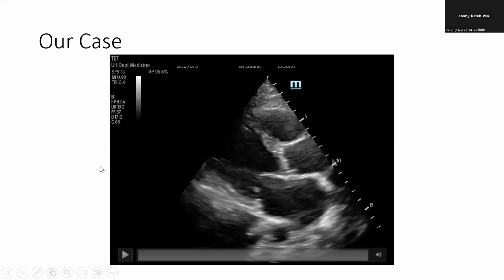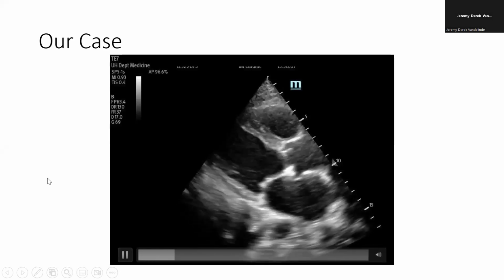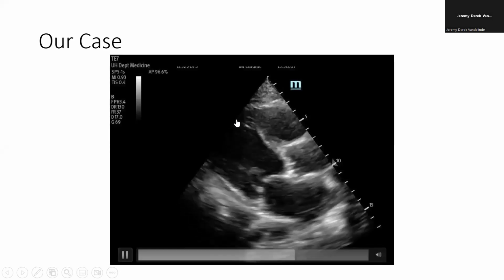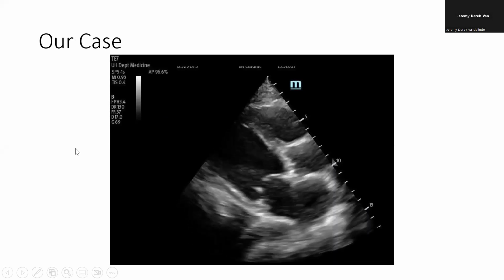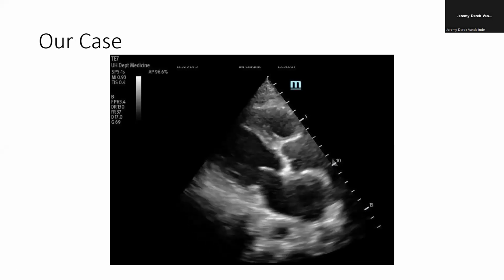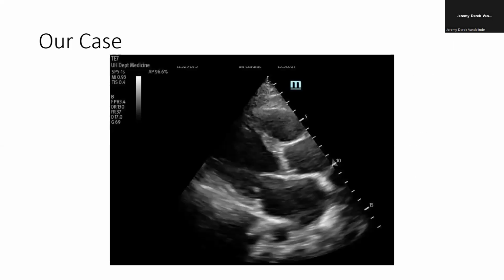And compare that to the gentleman that we'll be talking about. If you look at the LV cavity size here, it's really not moving too much, and we're not seeing that decrease in the LV cavity size to that 50% that we would hope to see.